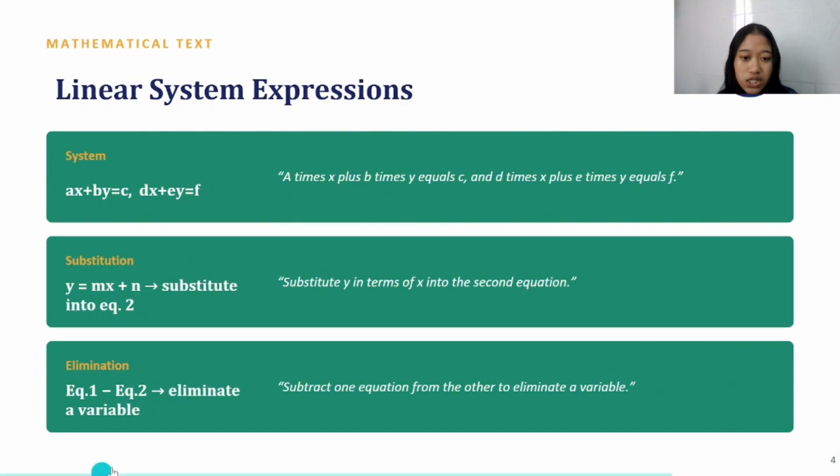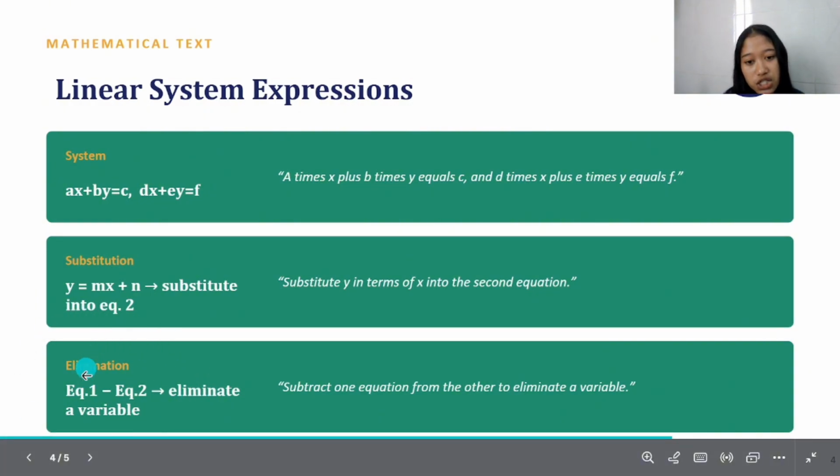The last expression shows the elimination method. We read it as equation 1 minus equation 2 to eliminate a variable. In this method, we subtract one equation from the other to remove either x or y. Once one variable has been eliminated, we solve for the remaining variable. Then we substitute that value back into one of the original equations to find the other variable.